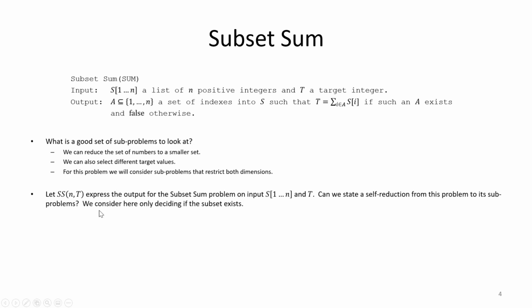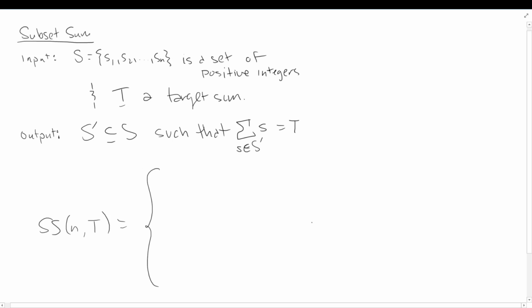Okay, so those are the two dimensions we're going to use, and I'm going to use this to express the output. But here I'm also going to say we're only going to decide if the subset exists. We're only focusing on the yes-no part. If it exists, we'll go back afterwards and find our subset. Okay, so now the effort must go into coming up with a self-reduction. So let's try that. All right, let's consider the self-reduction that we want to build here.